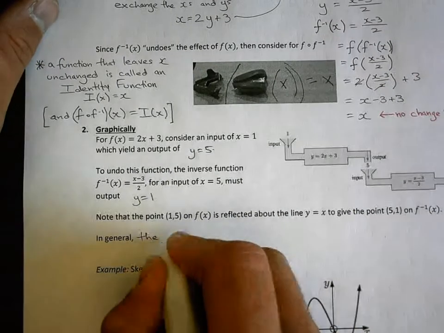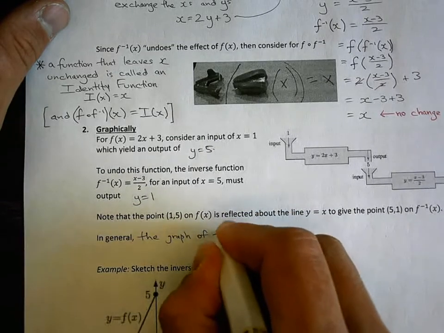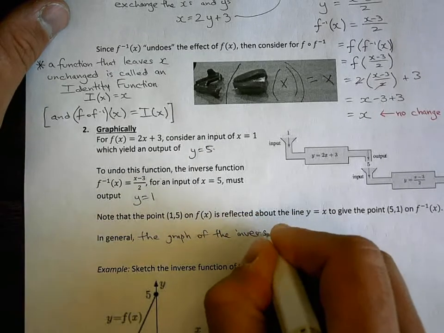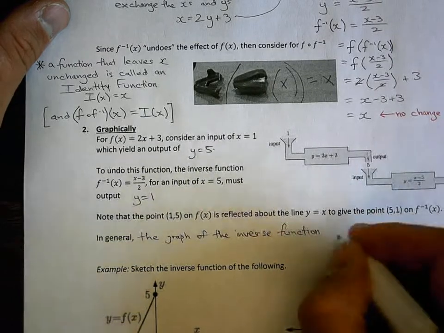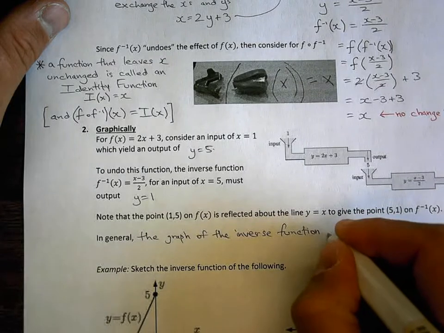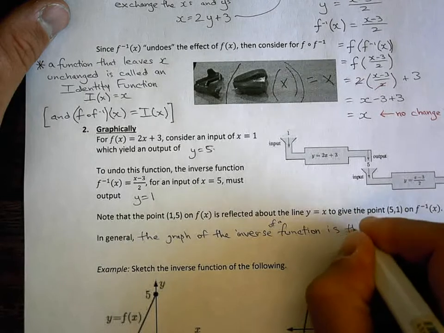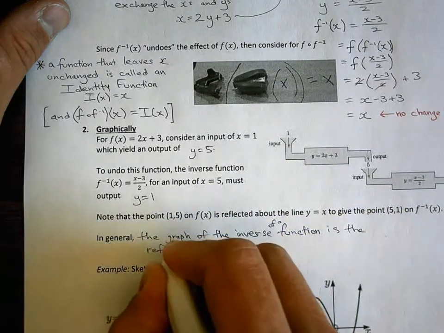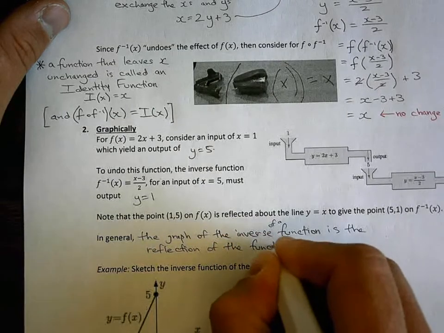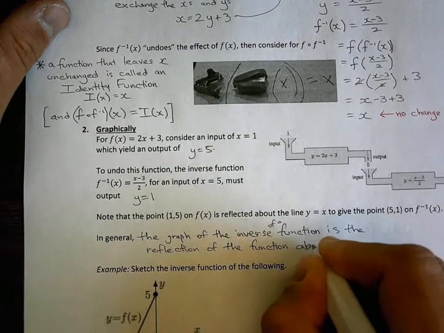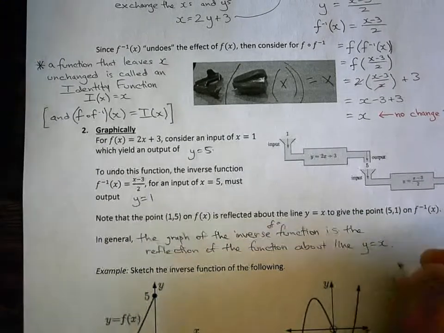In general, the graph of the inverse function, the inverse of a function, is the reflection of the function about the line y equals x.